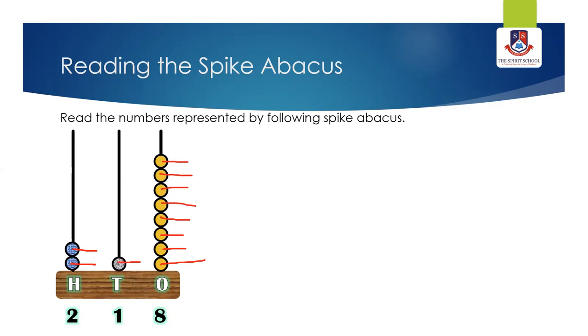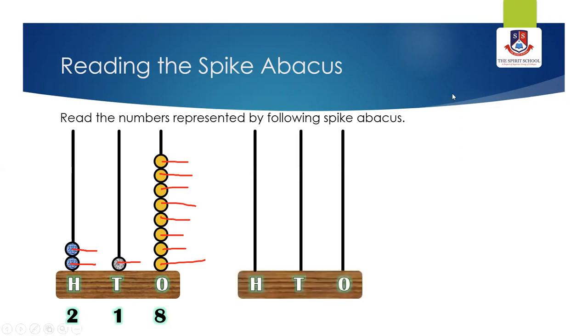So let's move on to our second spike abacus. Again, here we are having some beads at the ones place, some beads at the tens place, and a bead at the hundred place. So firstly, let us count the beads at each place. We initiate our counting from the ones. So here we go. One, two, three, four. So the digit representing the ones place value here is 4.